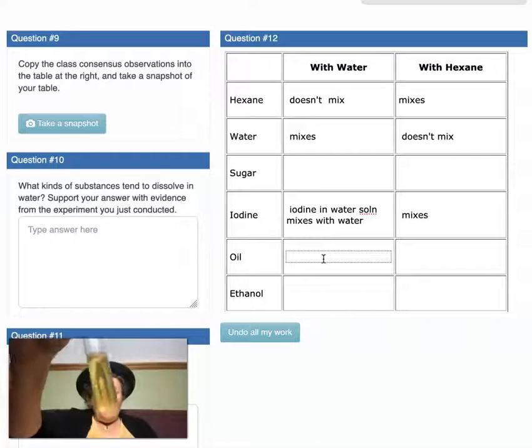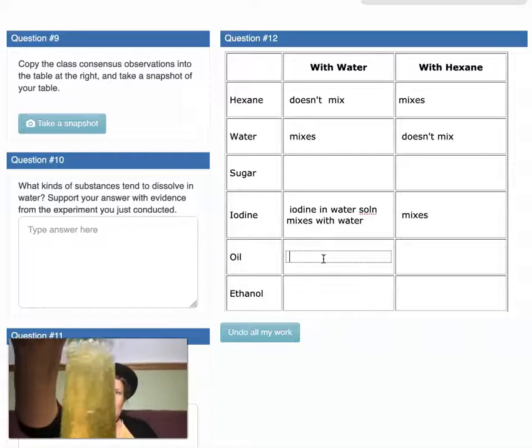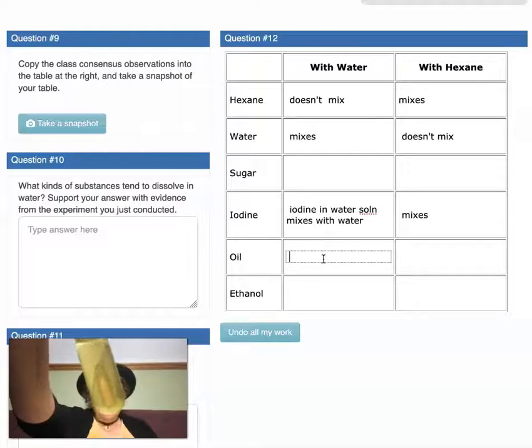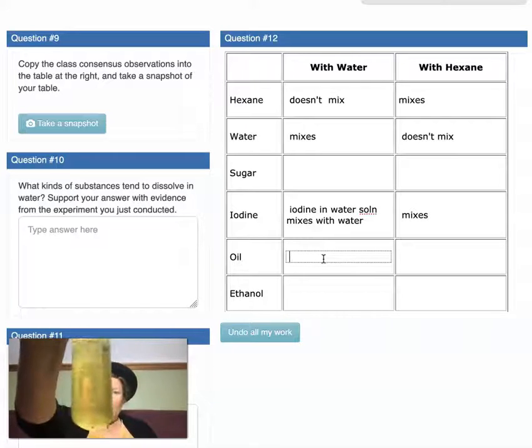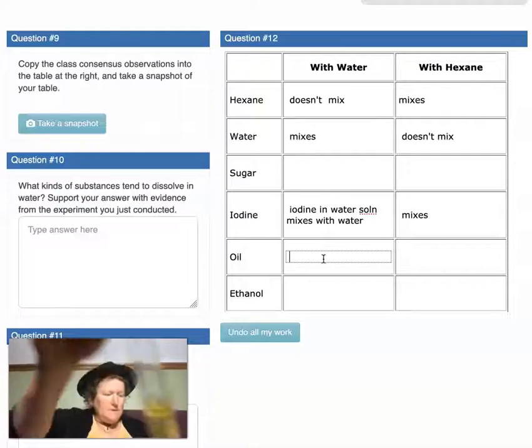I mixed some oil with a hexane, and it's not separating. The hexane just turned yellow with my olive oil color, and they mixed just fine. So oil and hexane mixed.